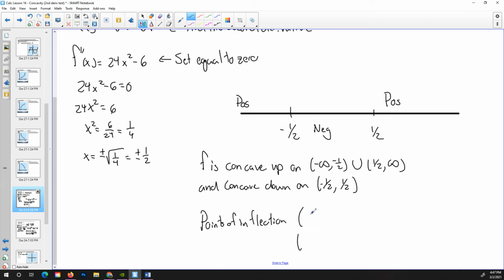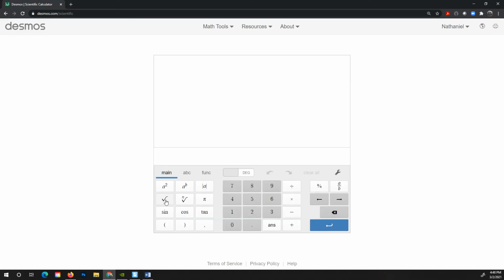We will have points of inflection at negative 1/2 and positive 1/2 because it changes from concave up to concave down and from concave down to concave up at negative 1/2 and positive 1/2. So all we have to do is plug in those values. So let's do that. For right now with decimals, we're just going to use the scientific calculator. We're going to plug back into the original.